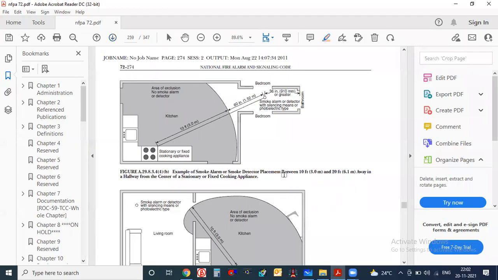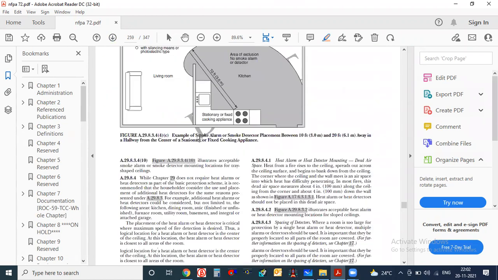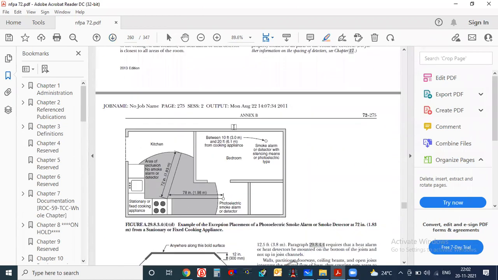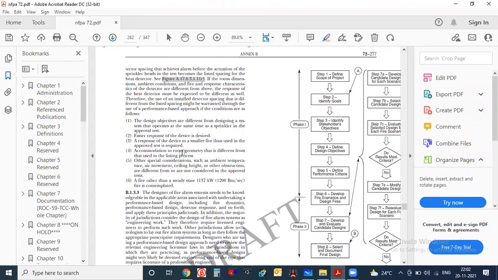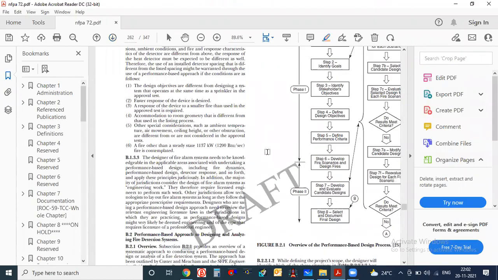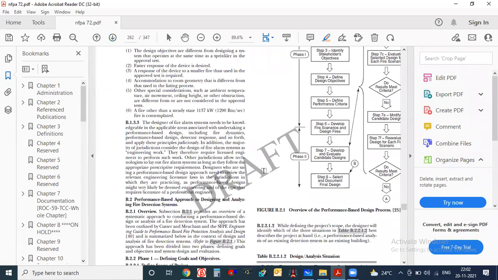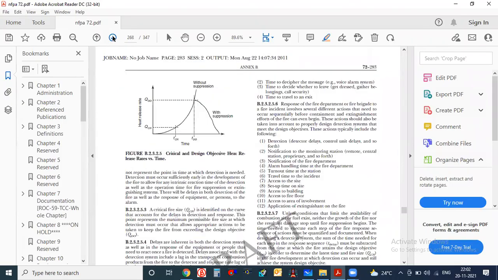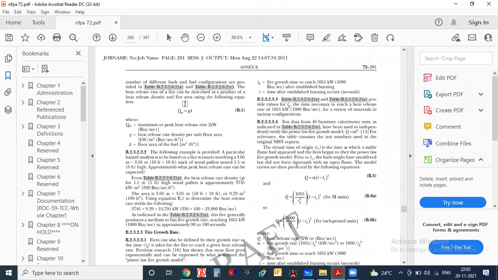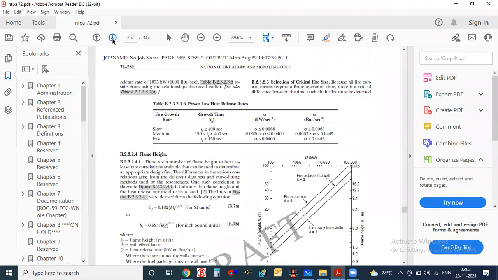Example of smoke alarm, smoke detector placement between 10 feet away and a half feet from the center. Some placements are shown here, which might be a little bit helpful. They have shown the placements, and here is some step overview of the performance based design analysis situation. Not required. Some calculations, even this is not required.